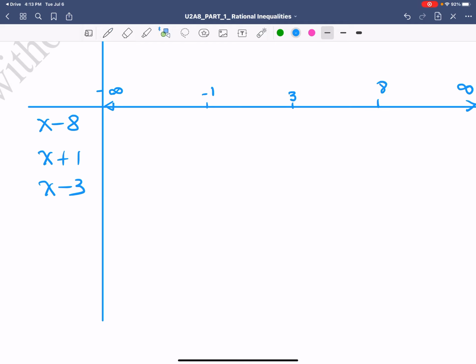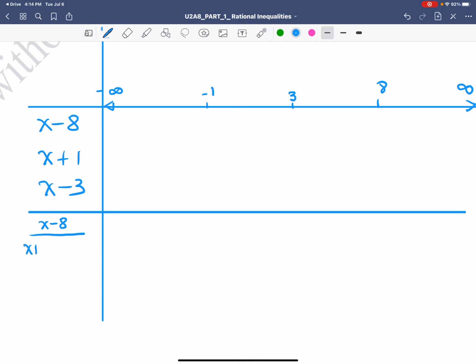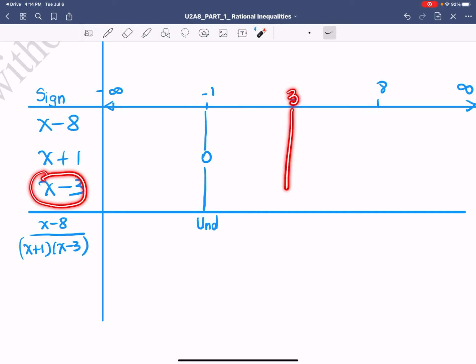I'm going to draw a long line here for my rational expression, which is x minus 8 over x plus 1, x minus 3. So we are talking about the sign of each factor and the rational expression there. So here we go. Negative 1 is the 0 of x plus 1, which means that we're going to give a 0 here. And that will make the rational expression undefined. Positive 3 will be the 0 of x minus 3. So we're going to bring the 0 right here.